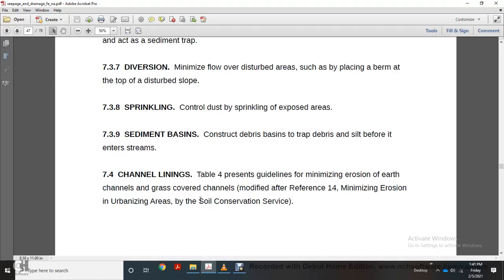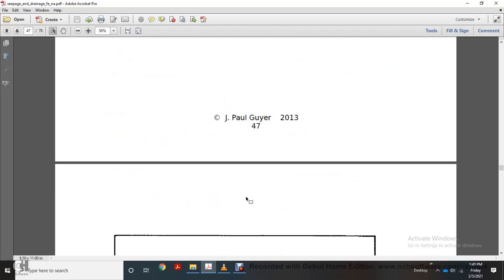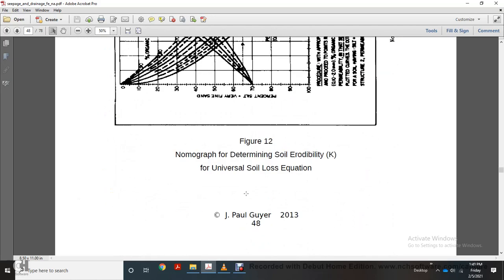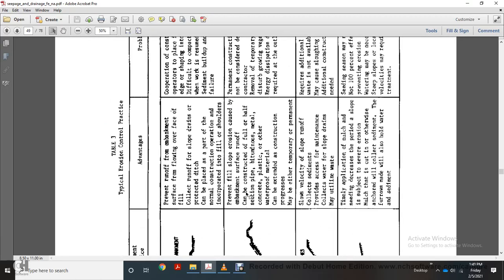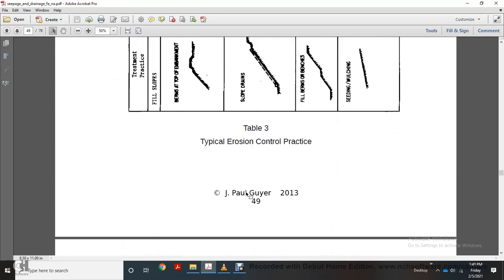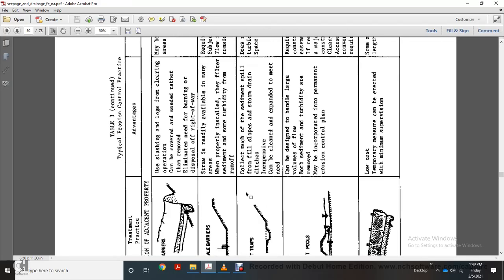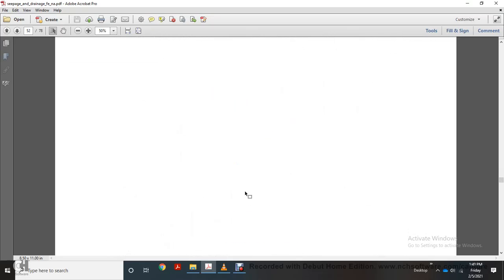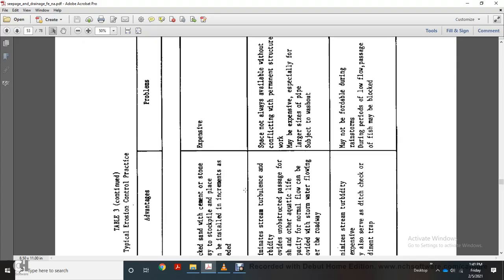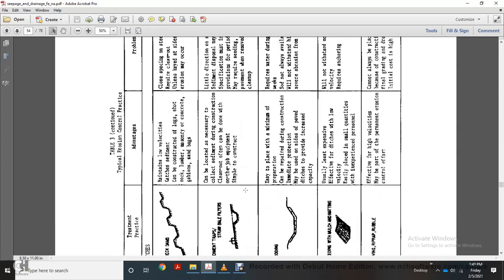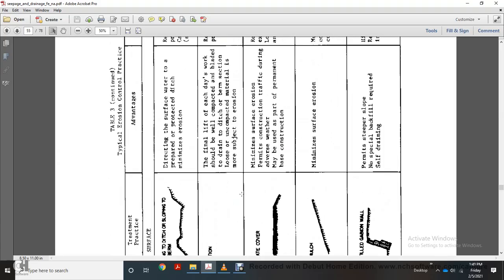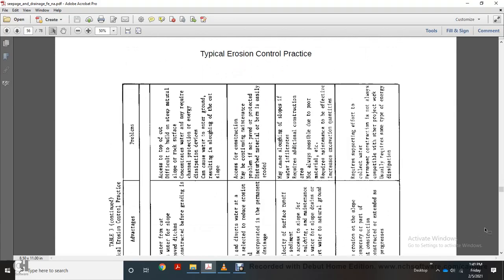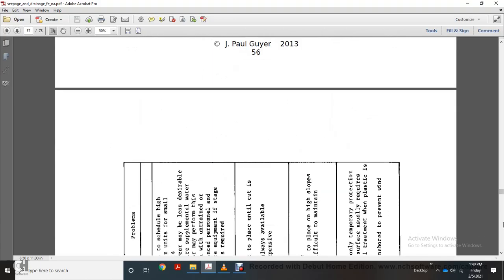Minimizing erosion in urban areas, by the Soil Conservation Service. That shows a chart of nomographs for determining soil erodibility for the universal soil loss equation, and a table with typical erosion control practices, and then that continues. Still continued. I'm sorry, I'm not reading these charts; they look pretty small.